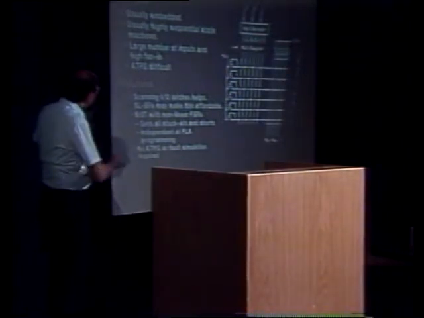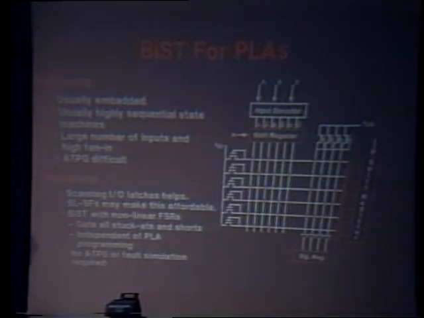Further, because of these previous problems, automatic test vector generation is also difficult. So the solutions are, well, we'll come back to this. Let me skip that one. We can do reasonable self-test for a PLA by using a nonlinear feedback shift register, which will get all stuck-at faults as well as shorts. Further, the test vector set would be independent of PLA programming. And of course, you won't need any test vector generation or even fault simulation. To explain this, I'm going to use two view graphs here.